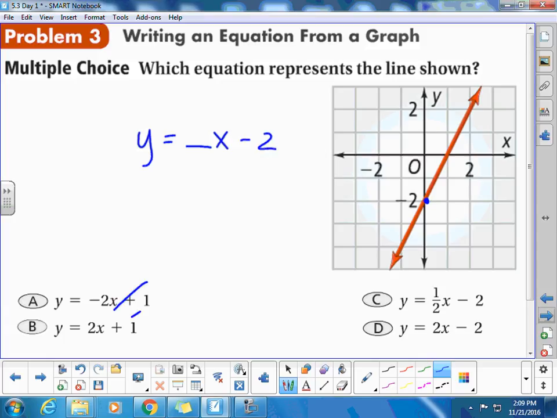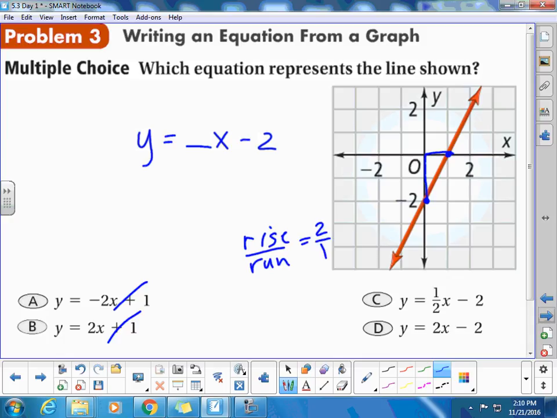So I already know that one's out, that one's out. I'm down to C or D. Then I have to look at my slope. So it goes through the crosshairs of the lines, and then again through this one. So this is rise, which is up 2, over run, which is 1. So rise over run, my rise is up 2, and I went right 1.